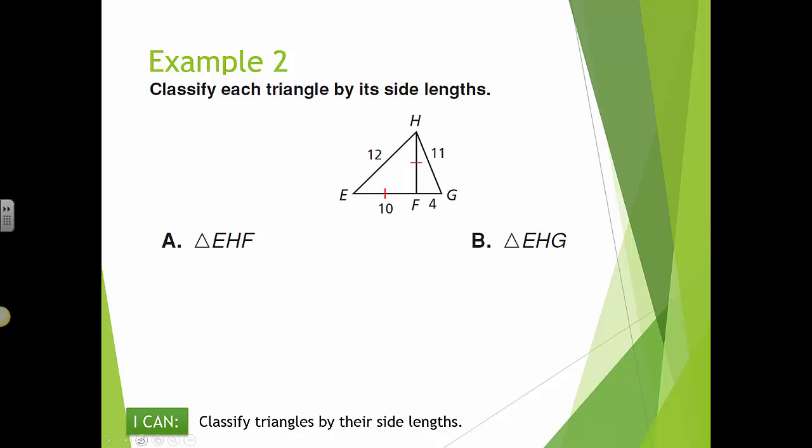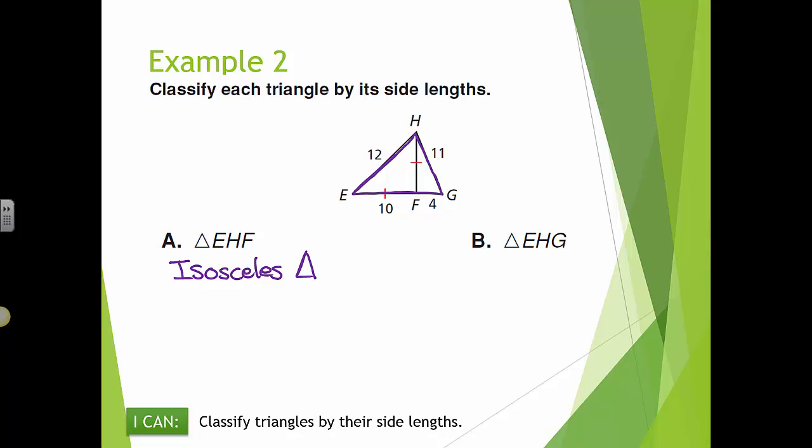Alrighty, now we got some triangles we're going to classify by their side lengths. So if we look here, the first one we're going to do is triangle EHF. That's this triangle right here. And I noticed that we got congruent marks here and here, and those are both 10, and that's 12. So this is an isosceles triangle. Alrighty, next we are going to look at triangle EHG.